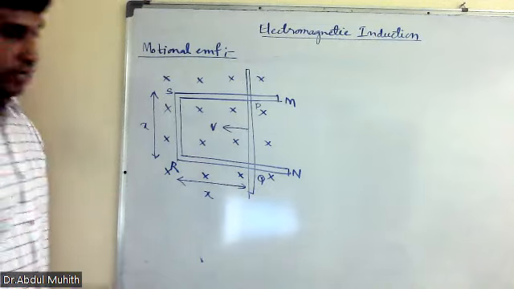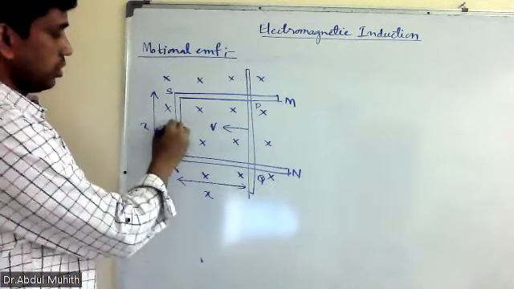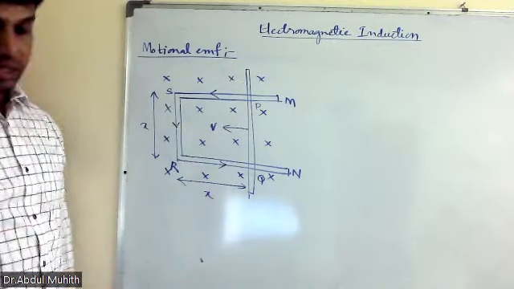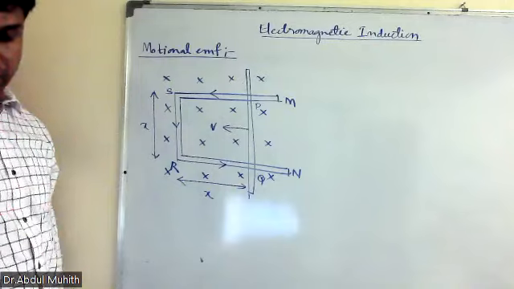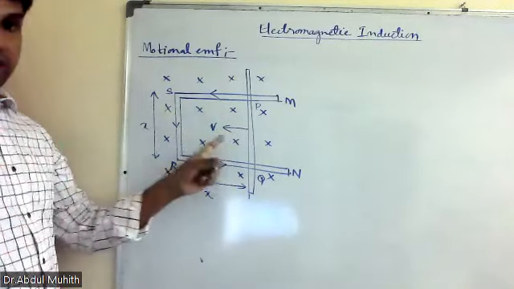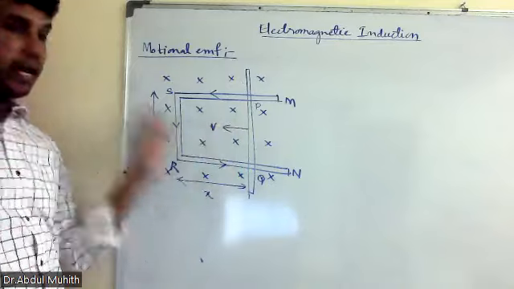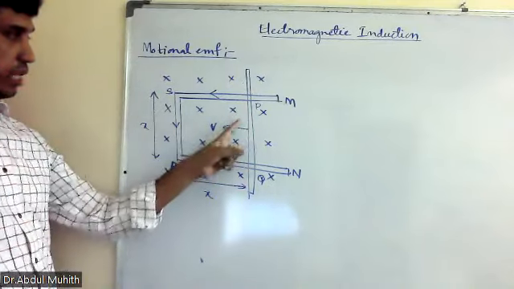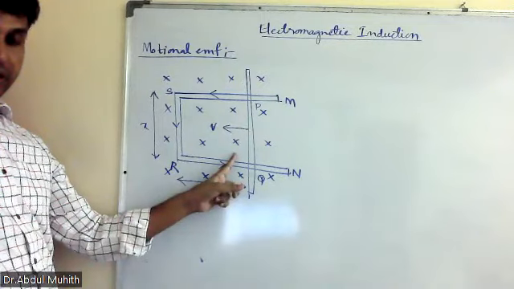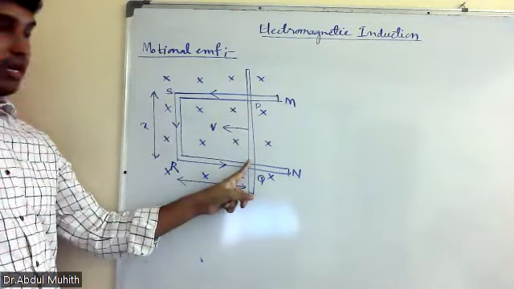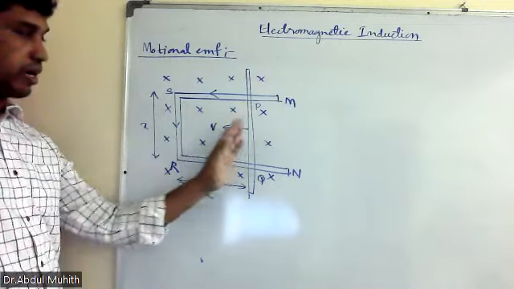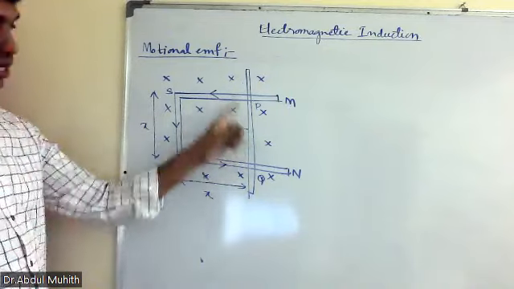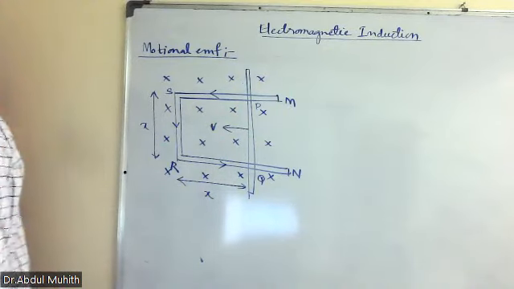Now what happens when it is made to move? Current will flow in this way, that is, it moves in the anti-clockwise direction. Why? Because this arm is cutting the magnetic lines of force. When this arm is exactly perpendicular to the magnetic field and cutting the magnetic lines of force with velocity v, current is induced in the wire, and the current is moving in the anti-clockwise direction.